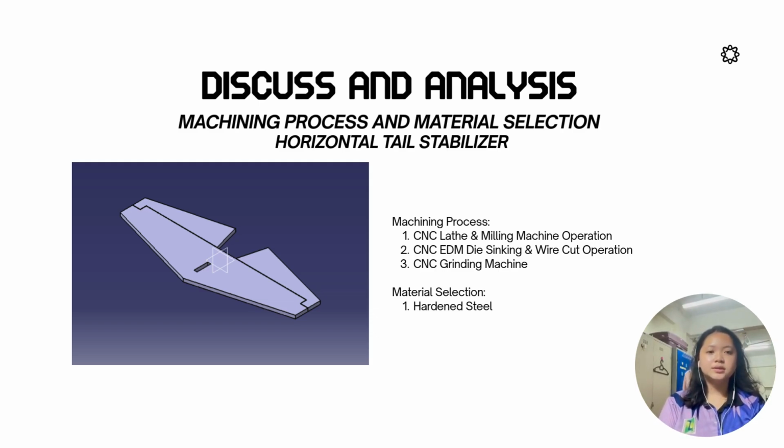This is because the conventional way is a high risk for workers to use, because we have to face a minor error, which is the component will automatically be rejected. So to avoid it, we use CNC for the machining process. And for the material selection, I will choose hardened steel because it is the most suitable for aircraft components.